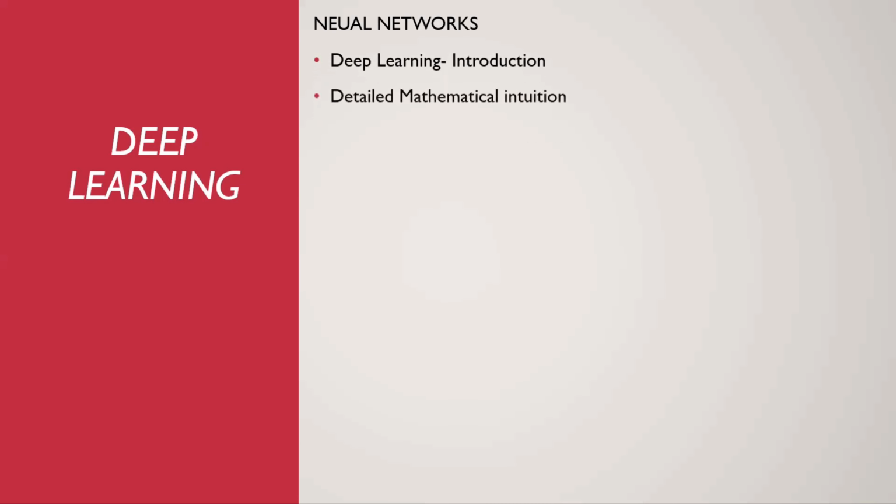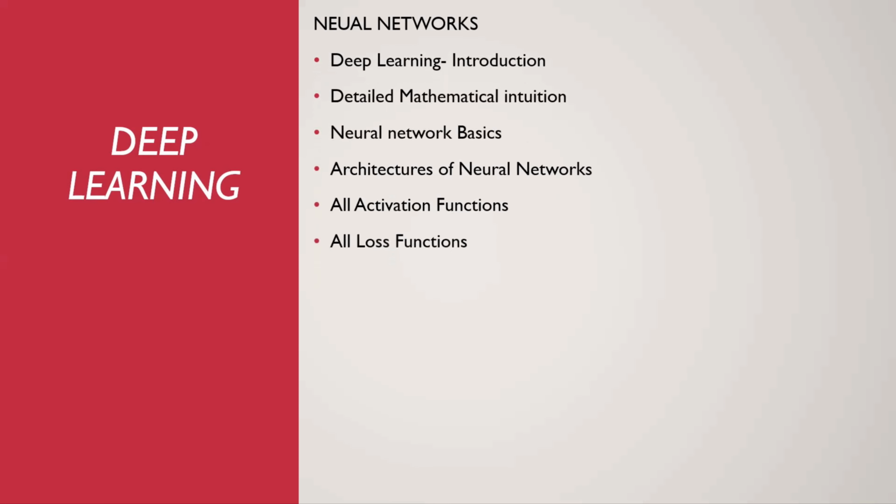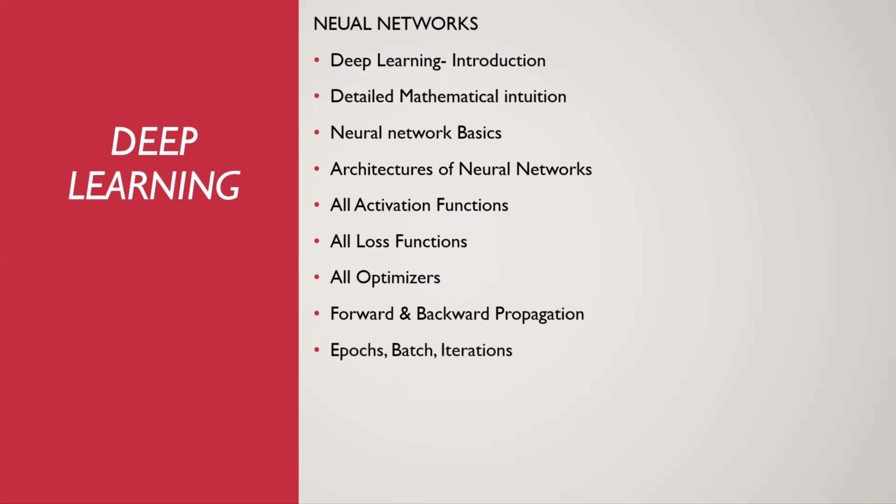And next is deep learning. This is the most important topic, but most organizations may not directly jump into deep learning. Only big companies like Amazon, Google, or Facebook. There can be some organizations, but they don't give it to a fresher or a beginner. So you can get expertise in machine learning, and then go to deep learning. So neural networks, what is the meaning and introduction of deep learning? What is the detailed mathematical intuition and the basics, the architecture, all the activation functions, loss functions, some of the optimizers. And you have to know what is forward and backward propagation, what are epochs, batch, and iterations.